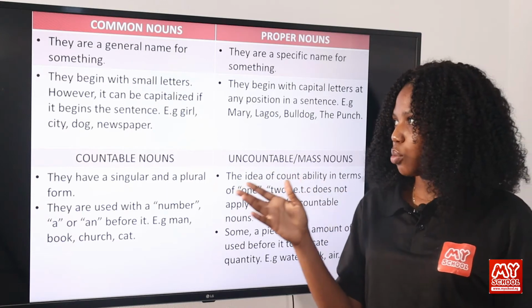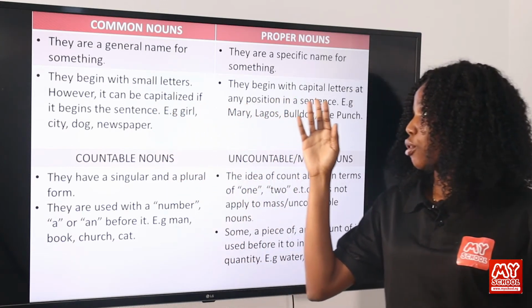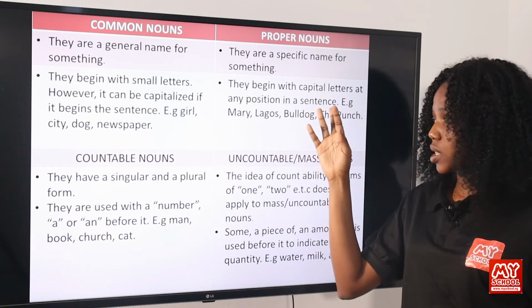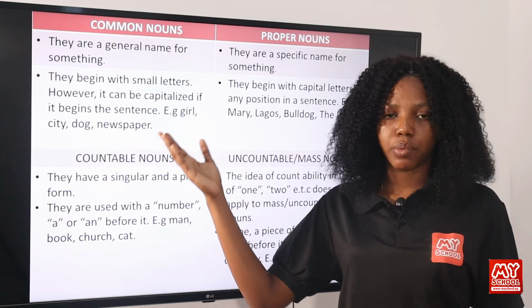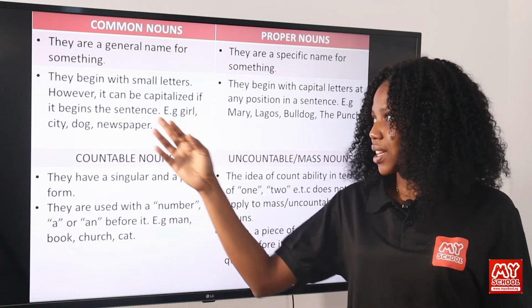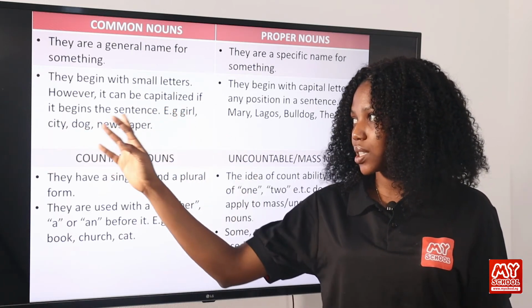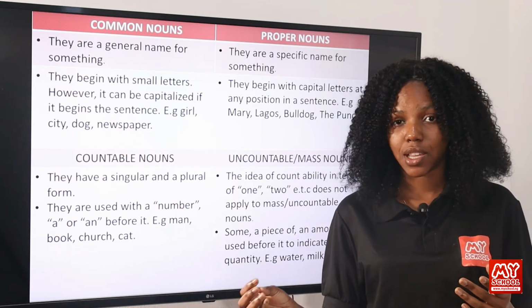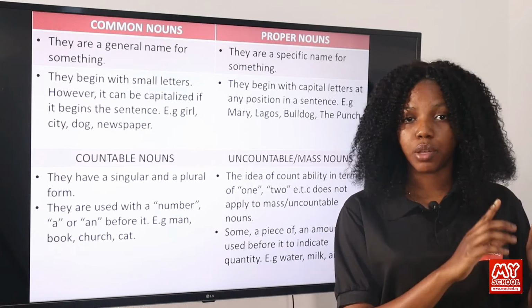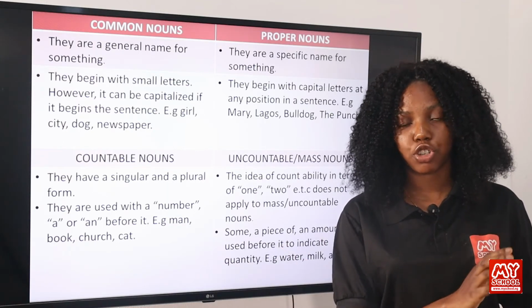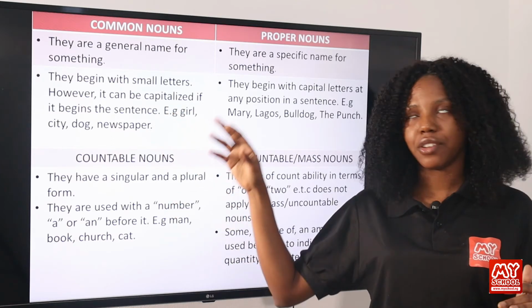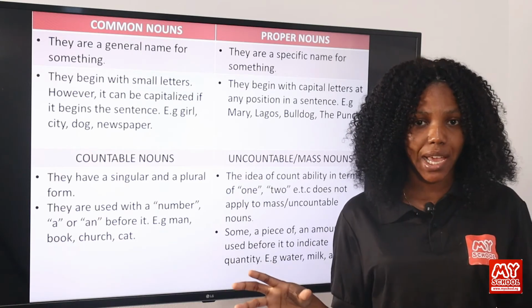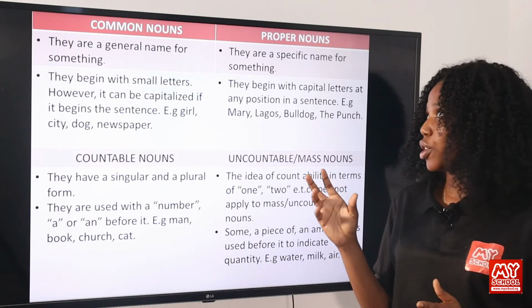Okay, so let's look at the second point. Common nouns begin with small letters, while proper nouns begin with capital letters at any position in a sentence. However, a common noun can be capitalized if it begins the sentence. So for a common noun, in any position of the sentence, it is small, aside from the beginning of the sentence. If it is starting the sentence, it should be a capital letter. But for a proper noun, whether it's the beginning, the middle, or the end, it remains capitalized. Okay, so that's the difference between common noun and proper noun.